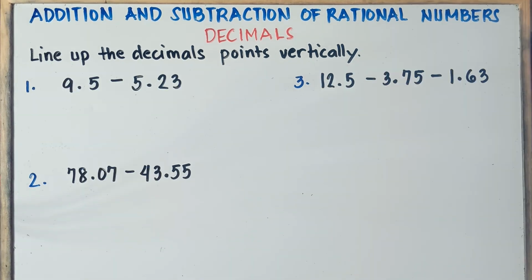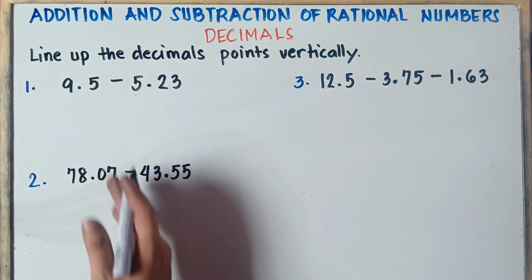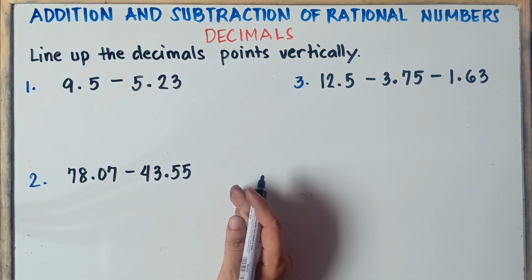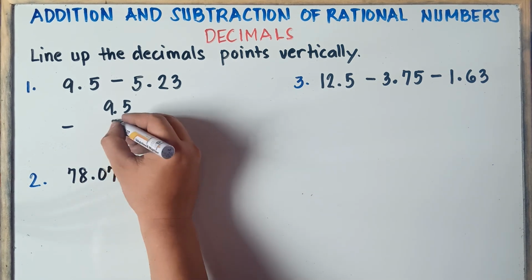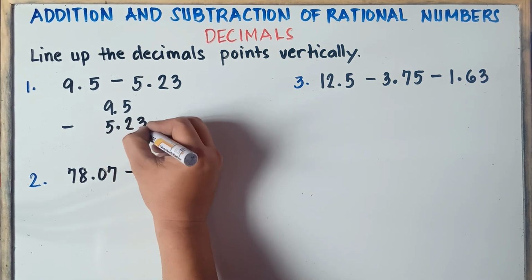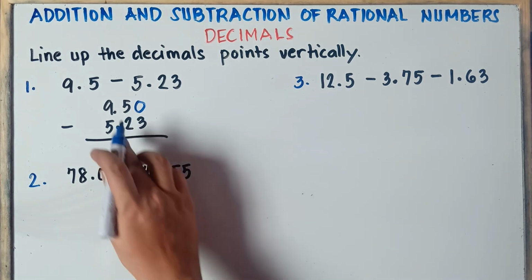Alright, so let's proceed now in subtracting decimals. Number 1, 9.5 minus 5.23. Once again, you need to write this one into vertical form, so you line up the decimal points. So 9.5 minus 5.23. Once again, we can add 0. That's okay. So add zeros to the right of the decimal.